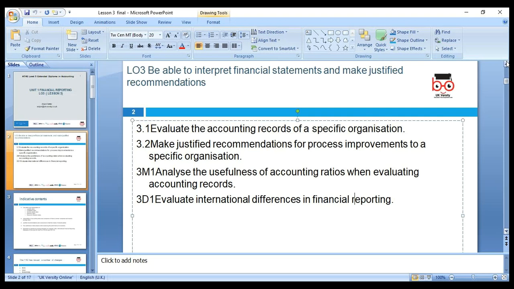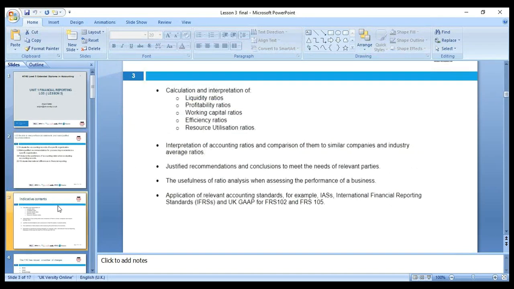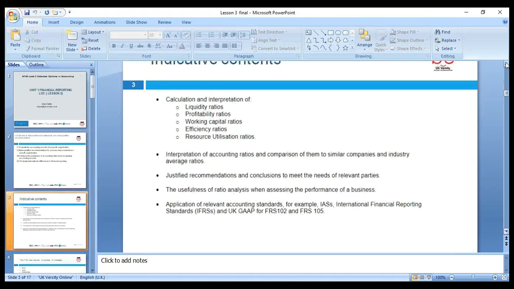We can analyze different ratios. We can evaluate the records, prepare the report, and evaluate the international accounting and reporting standards as well. Those are given in the indicative content. For LO3 we need to calculate these ratios: liquidity, profitability, working capital, which we also call running capital, and efficiency ratios, also known as use of resources or resource utilization ratios.